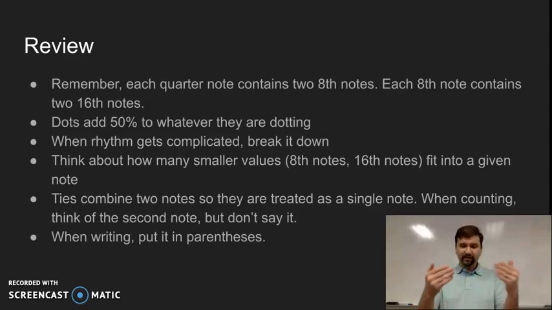Speaking of ties, they treat two notes like they're the same note. So figure out what the counting values of both of the notes would be and then combine them together. Say the name of the first one and hold it out for the full value. And if you're writing the counting in, put the second note in parentheses so that way you don't say it when you're supposed to be holding out the first one.